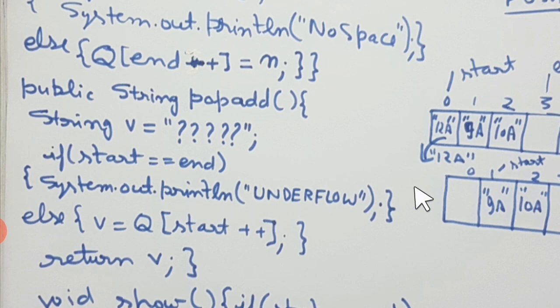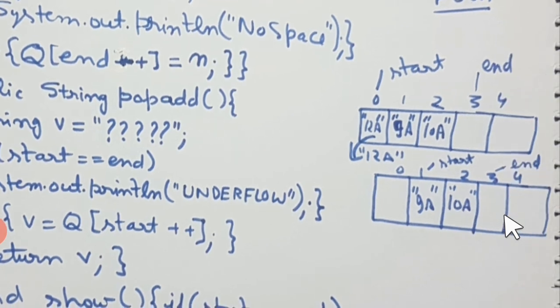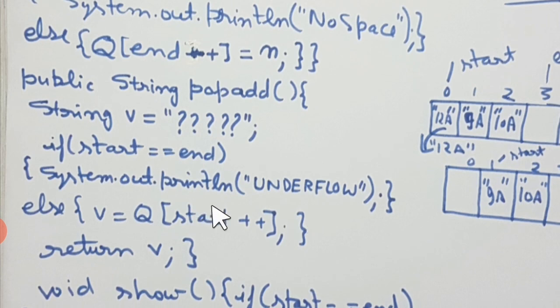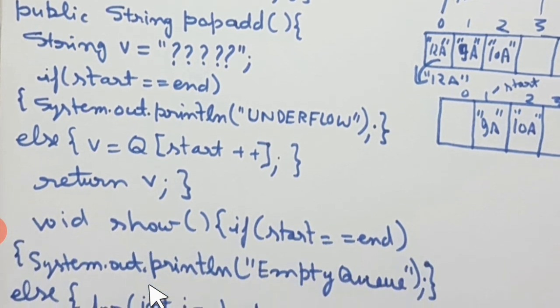Alright, I have already shown you here. You can see that when one element, 12A, has been taken out, start has been increased by 1. So this is what we are doing here. It's quite easy, students. After that, the last statement is return V, where V will contain either this string or the data which has been removed, or popped. After that, show is there, void show.